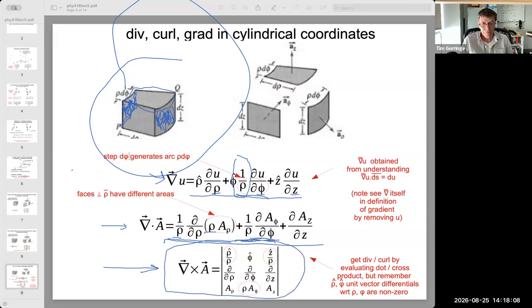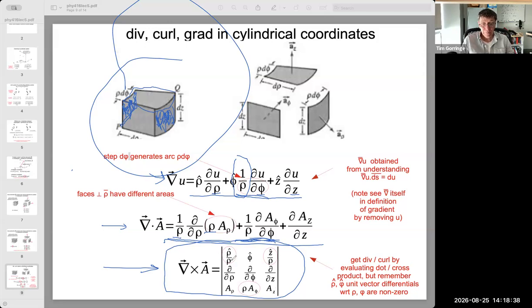for the curl in cylindrical coordinates. This also has the same sort of format, but is more complicated for cylindrical coordinates. Remember, the basic format of the curl, when you write it as a determinant, is that you put the unit vectors in the top row, you put the partial differentials in the second row, you put the components of the vector in the third row.